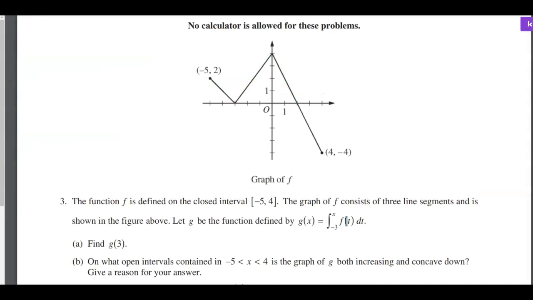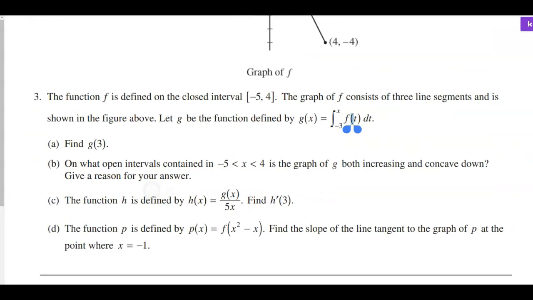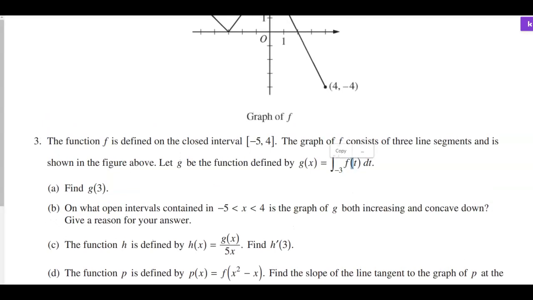Let's go ahead and take a look at part C here. Now for this one, they tell me that H is g of x over 5x, and they want me to find H prime of 3. All right. So if I want to find H prime of 3, the first thing I'm going to have to do is find the derivative. Okay, so let's do that first.